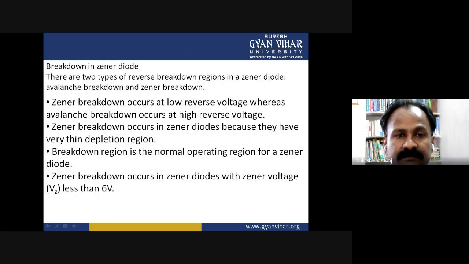Breakdown in Zener diode. There are two types of reverse breakdown regions in a Zener diode: avalanche breakdown and Zener breakdown. Zener breakdown occurs at low reverse voltage, whereas avalanche breakdown occurs at high reverse voltage. Zener breakdown occurs in Zener diodes because they have a very thin depletion region. The breakdown region is the normal operating region for a Zener diode. Zener breakdown occurs in Zener diodes with Zener voltage less than 6 volts.